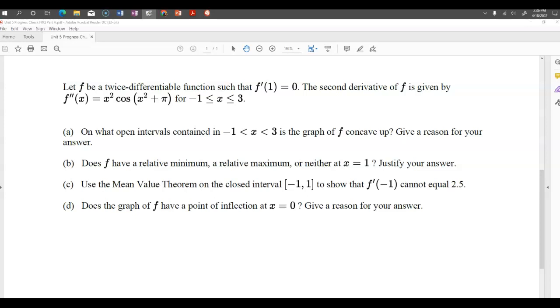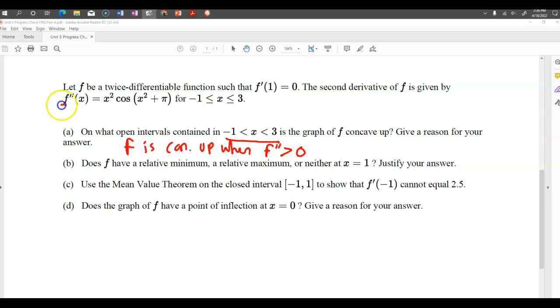All right, guys, going to take a look at FRQ number 1. Part A says, what open intervals contained in -1 to 3 on the graph of f is concave up? So f is concave up when f double prime is greater than 0.